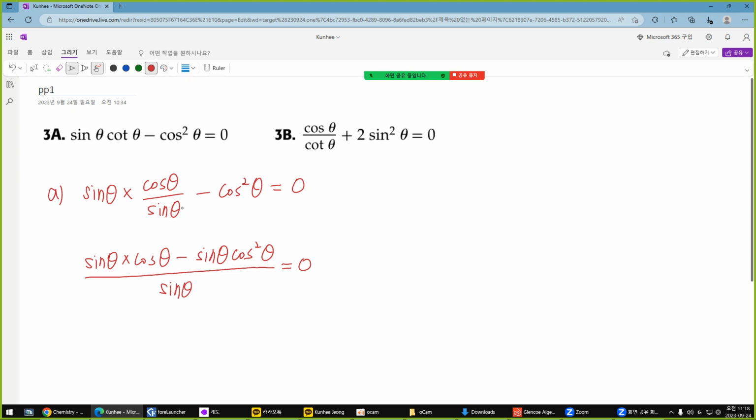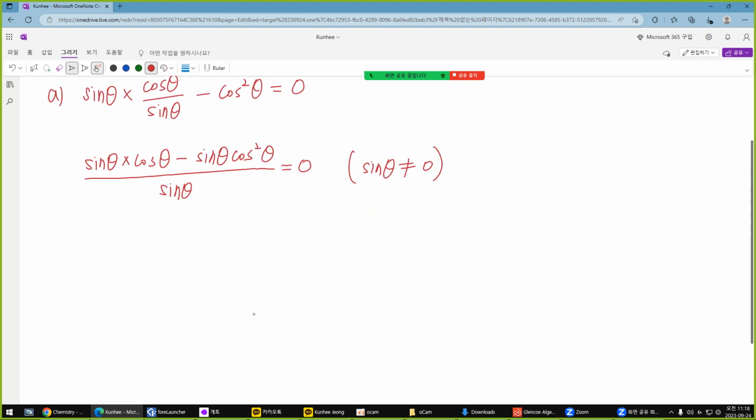And then the important thing is that the denominator cannot be 0. So this means the sine theta cannot be 0. So if any solution makes sine theta 0, that cannot be the real solution. That's called the extraneous solution. And then to solve this equation, the numerator should be 0.